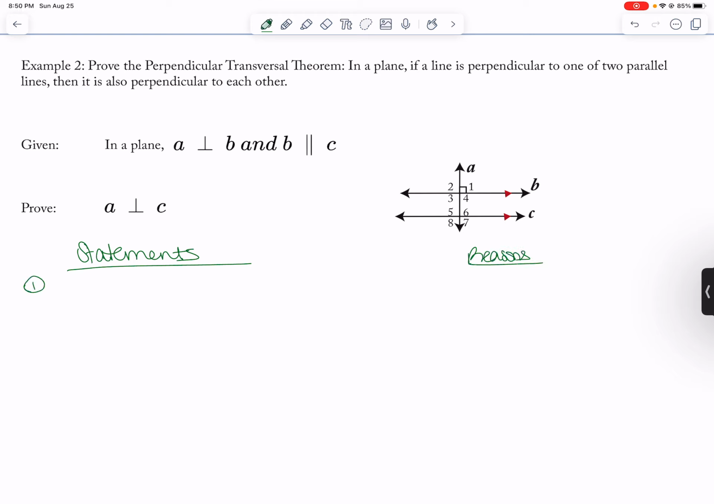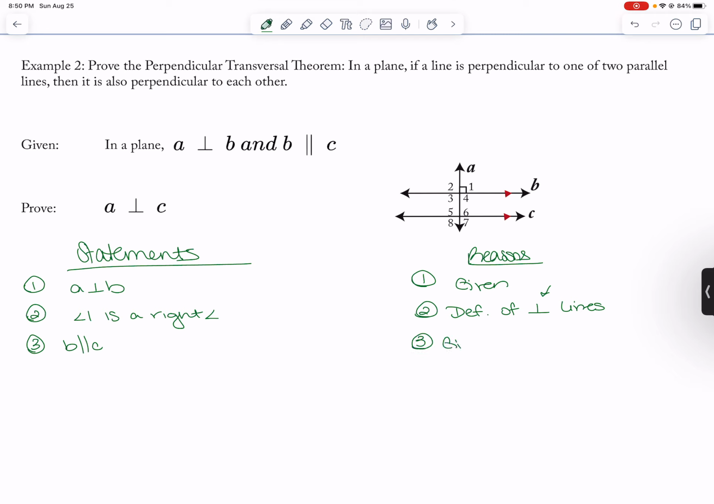Okay, so 1, A is perpendicular to B, and that is given. 2, angle 1 is a right angle, and that is definition of perpendicular lines. And I don't mind you guys using the little perpendicular symbol as long as it actually does look like a perpendicular symbol. 3, B is parallel to C. Same thing with parallel, I'm okay with that as long as it looks like it's parallel.